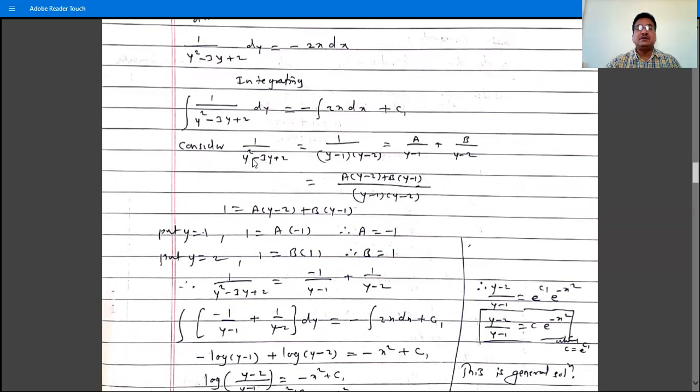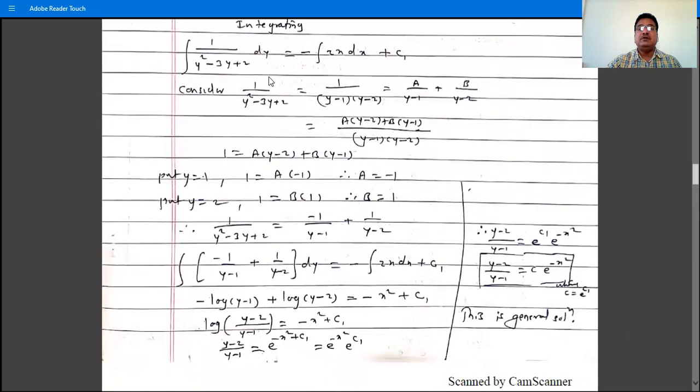Obviously, it is by using integration by partial fractions. So we have to find the partial fractions of 1 by y square minus 3y plus 2. So what are the factors of y square minus 3y plus 2? It is (y minus 1)(y minus 2). And then it is equal to A divided by y minus 1 plus B divided by y minus 2. Then (y minus 1)(y minus 2) as LCM. So A into (y minus 2), B into (y minus 1). Then we have the equation 1 is equal to A into (y minus 2) plus B into (y minus 1). This is equation, suppose, star.